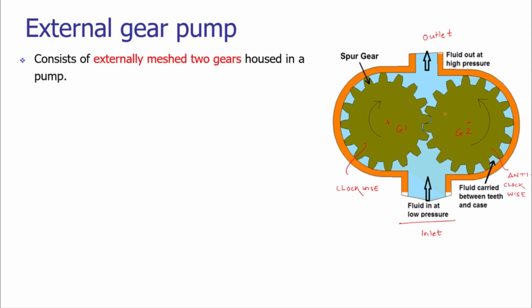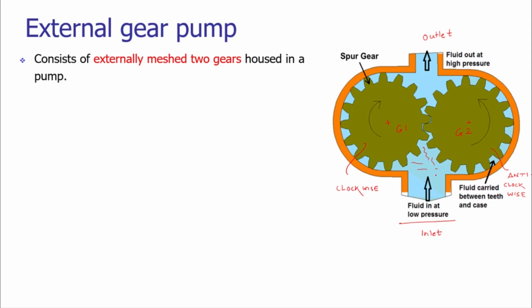As you can see, during the rotation, some of the gear teeth are getting engaged and then they will get disengaged. Here you can notice that the gear teeth are engaged, and as the gears rotate, there would be disengagement. When there is a disengagement, a negative pressure is created in this zone. Due to the negative pressure, the fluid will get driven in.